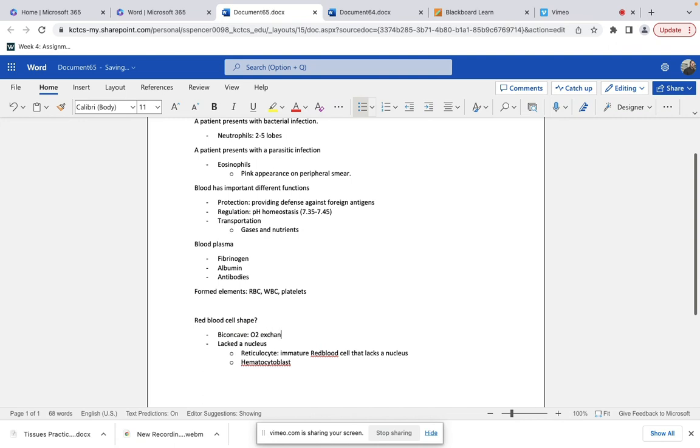O2 exchange, oxygen exchange. It allows proper loading and unloading of oxygen. And it also lacked a nucleus. And we said the last red cell that had a nucleus was something called the hematocytoblast. But the reticulocyte was the immature red cell that lacked the nucleus. Okay.